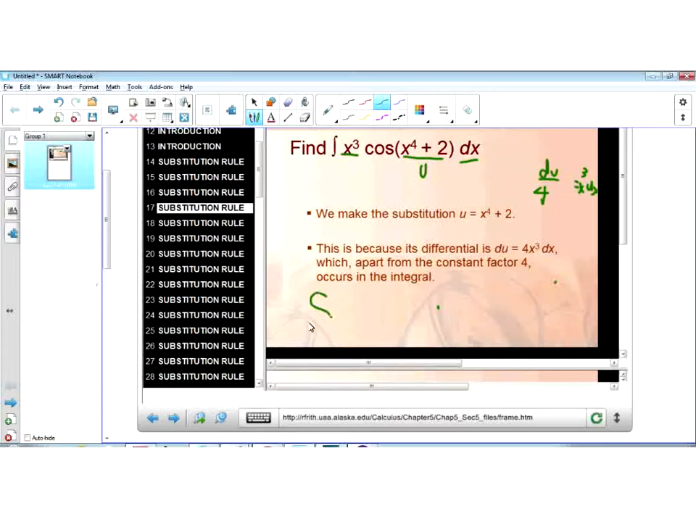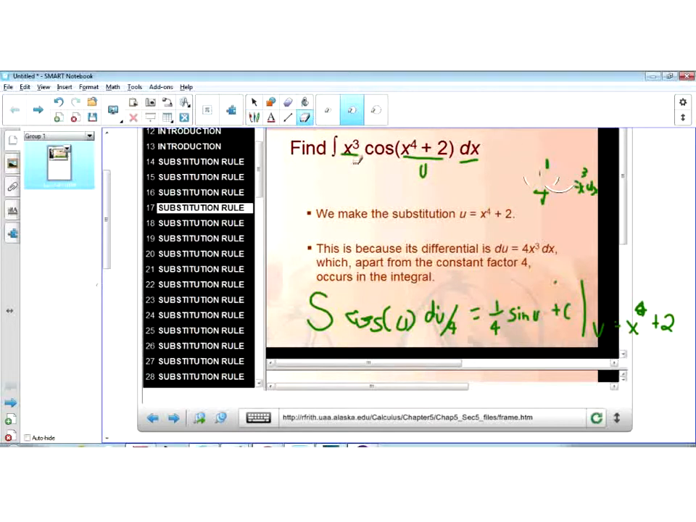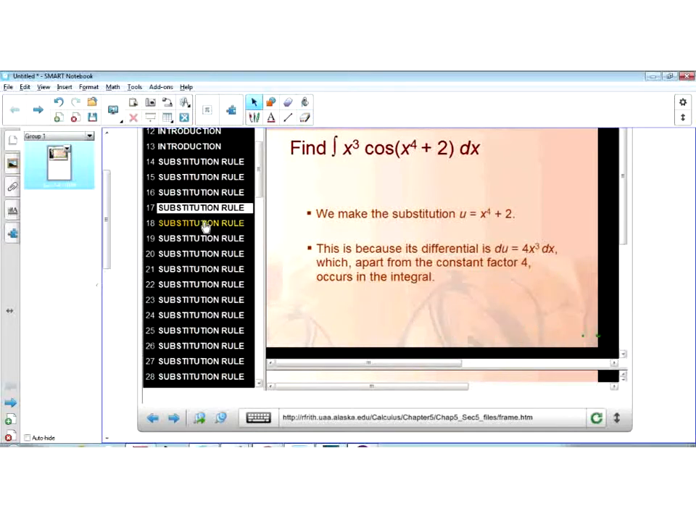So then we'll reformulate the problem. In terms of u, this becomes the indefinite integral of cosine of u times du over 4, which of course is just equal to 1/4 the sine of u plus c. And then you replace u, evaluated at u equals x to the 4th plus 2, like so. Okay. All right. So sometimes you have to apply some algebra to your differentials. So that's shown on the next slide.